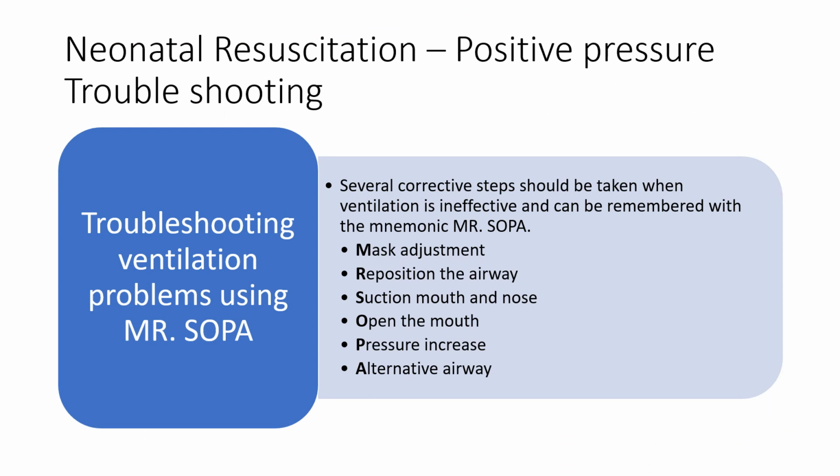So, positive pressure troubleshooting. They have this thing called Mr. SOPA. If positive pressure doesn't seem to be working, Mr. SOPA is going to be your friend. First, we're going to do mask adjustment. Try and get the mask set up, make sure we have a good seal. Next, we're going to reposition the airway. After that, suction the mouth and nose. Then open the mouth even wider and try positive pressure through the mouth.